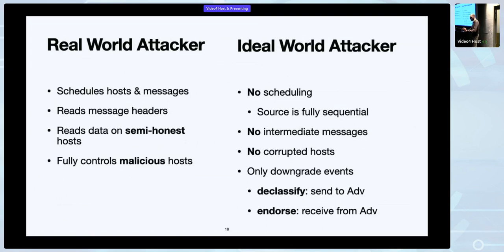We want this because the programmers will be reasoning about the source program, and we want to give them a really simple interface. There are no intermediate messages because there's only one box. There are no corrupted hosts because the source program is idealized. It can't be corrupted. The only thing we do have is the source program communicates with the adversary explicitly, and anytime there's a declassify, it'll send a message to the adversary, and anytime there's an endorse, it'll receive a message from the adversary.